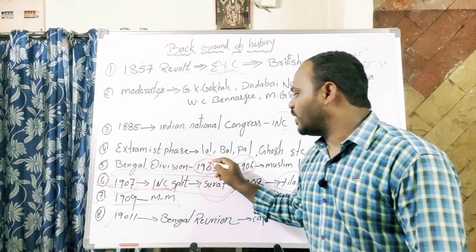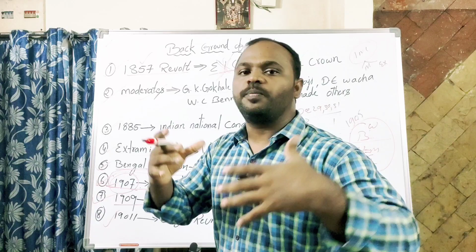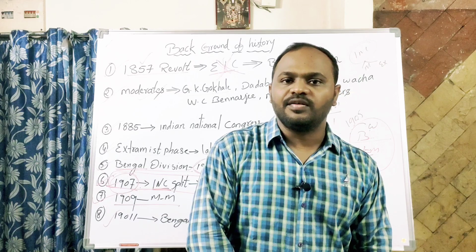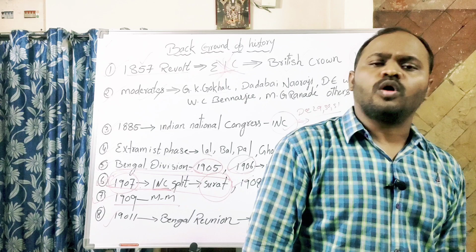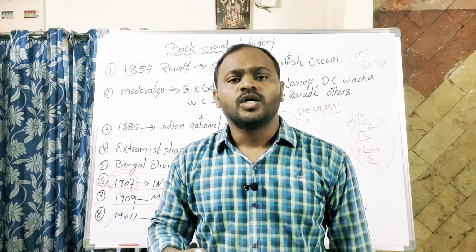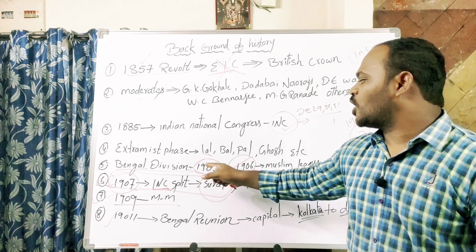When the Bengal division occurred in 1905, many people revolted against the British, saying that we don't want Bengal division. Against it, many Indians started many movements. Out of all, one is the Swadeshi movement. Another one is the Vande Mataram movement. All these movements were started by the Indians just to oppose Bengal division, because Indians don't want Bengal division.